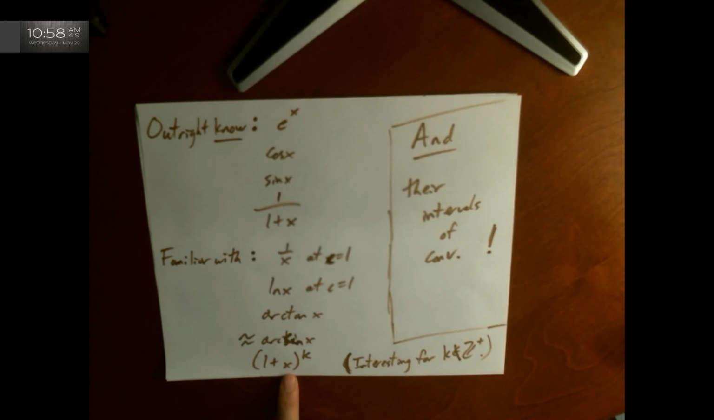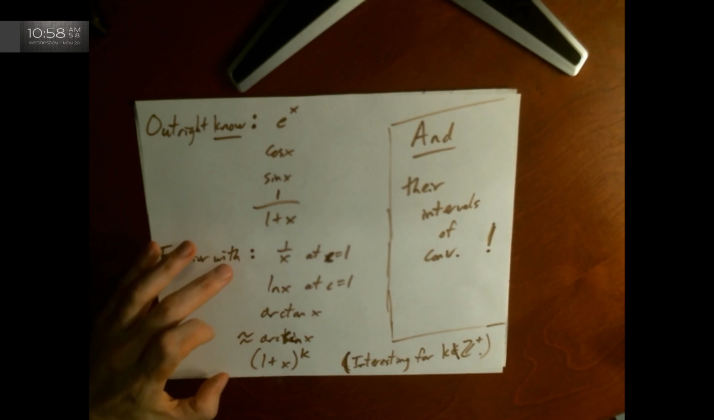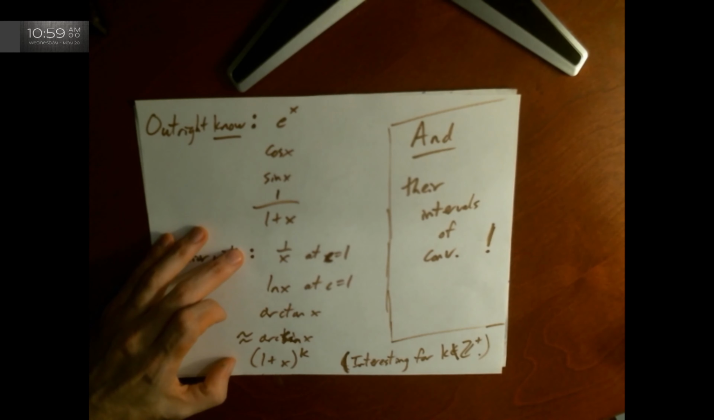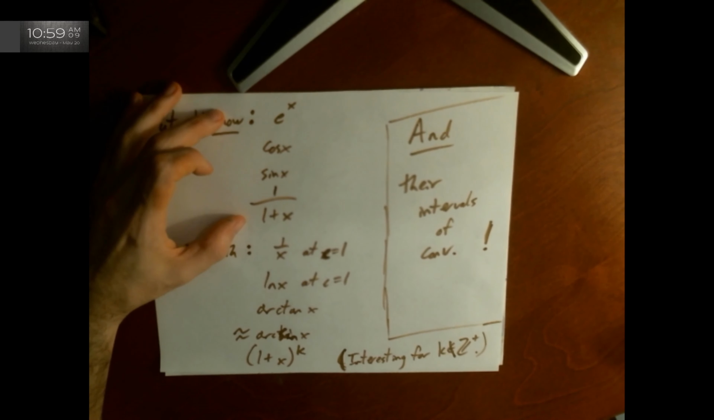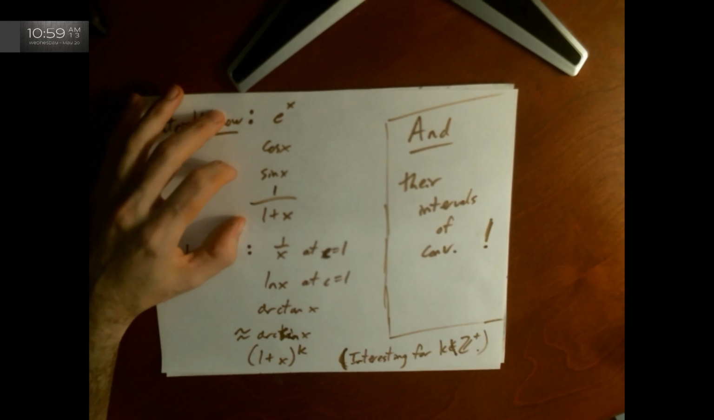And binomials, except k doesn't have to be a positive integer. It doesn't have to be a natural number, and that's the cool bit there. These are ones that if you see things, you should be able to say, wait a minute, I'm pretty sure that's one of our basic functions. I'm pretty sure that series is something I know. These, you should just know. You should be able to do them yourself without having to look them up.